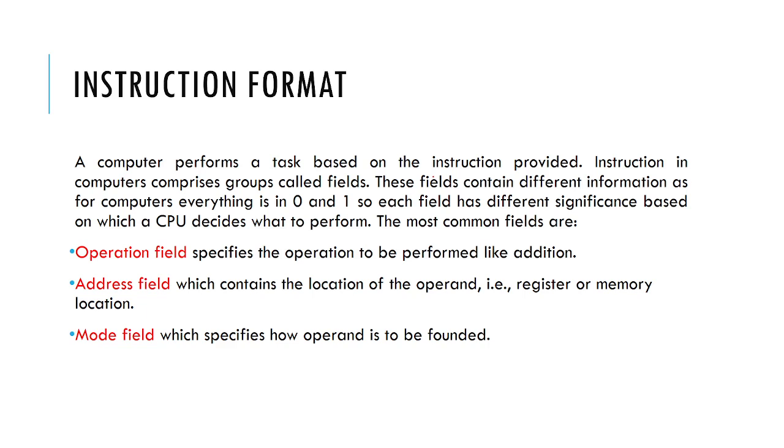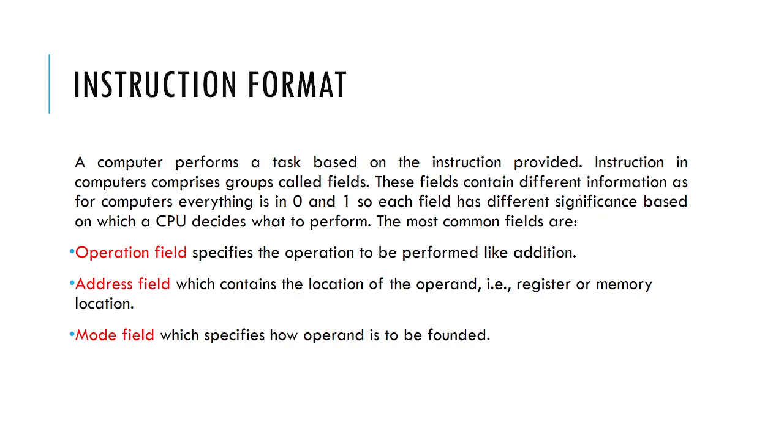At the lowest level, each instruction is a sequence of zeros and ones. At the lowest level, all the instructions are sequences of zeros and ones, which is nothing but binary. Instructions in a computer comprise groups called fields. The instructions comprise different groups in a computer.